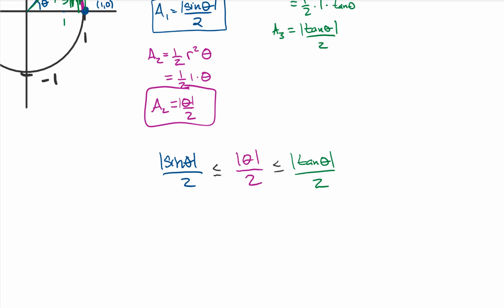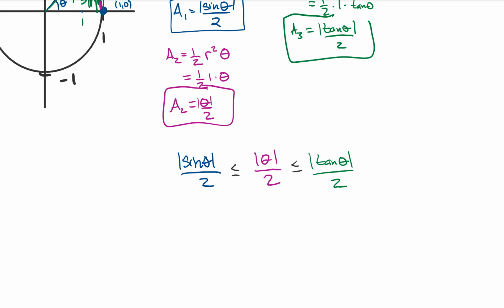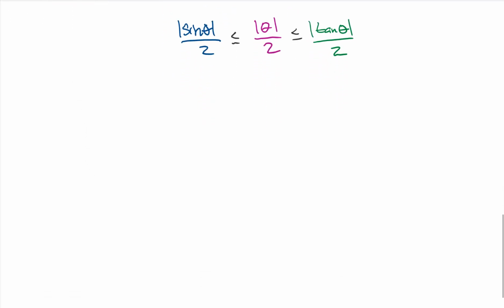Okay. So we're going to use those 3 different areas we found, knowing that one is bigger than the other, which is bigger than the other. And now we're going to do some algebra to improve our statement here. Let's multiply everything by 2 right off the bat. And we get the absolute value of sine of theta is less than or equal to the absolute value of theta, which is less than or equal to the absolute value of tangent of theta.